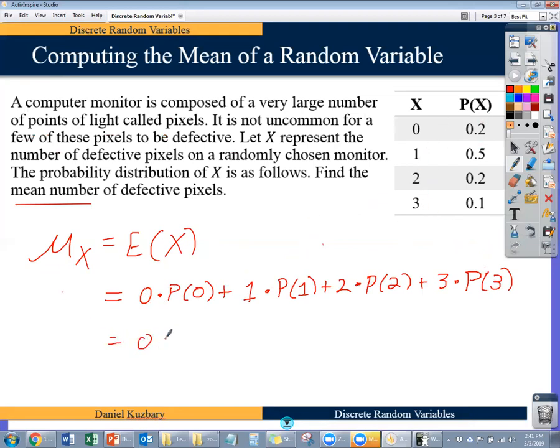Now let's throw numbers in there. So the probability you get 0 is 0.2. The probability that you get 1 is 0.5.